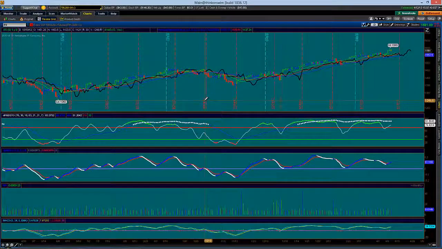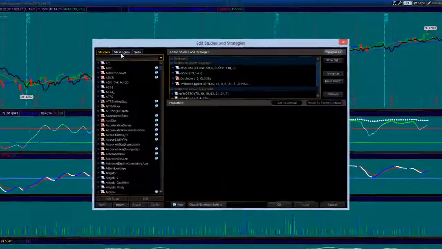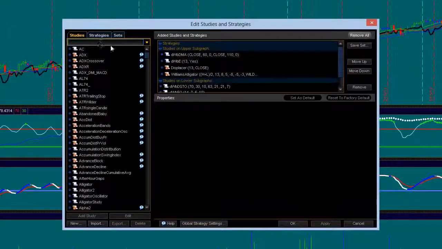Let me zoom out here. And forgive me, you know what? There's one more piece of this study set that I forgot to include, and I do have it right here.